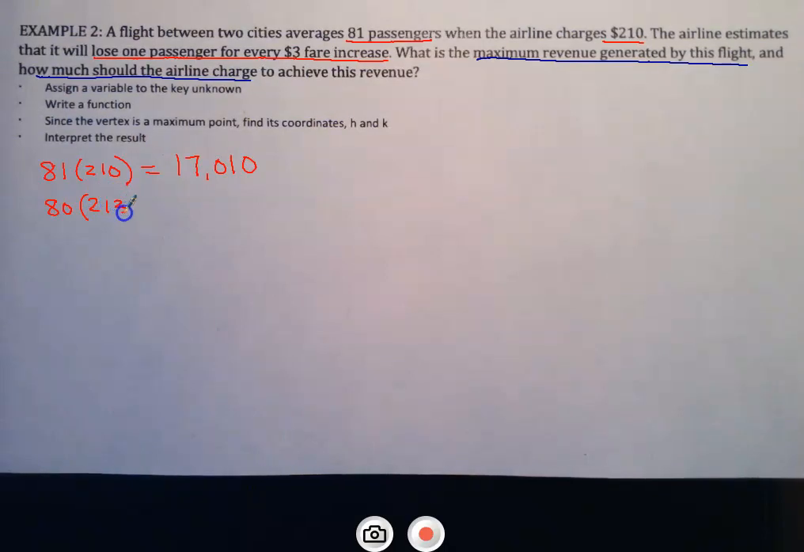$213. Okay. So what's the revenue that's coming in? $17,040. So this is what we're talking about. Wait a minute, we lost a passenger, but we're making more money. Okay, so if we go down to 79, what's my fare increase? $216. Okay, so what's my revenue?